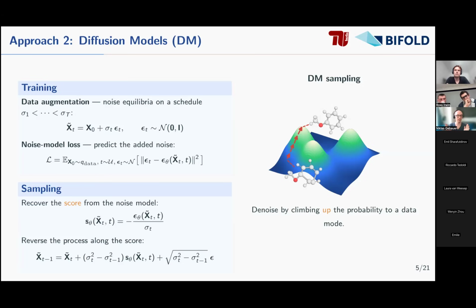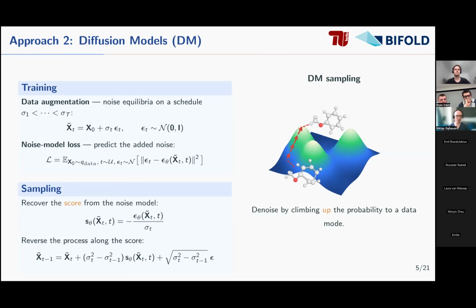So we have different noise levels, and we add noise of different intensities to our data point to get augmented data. Sigma 1 is very small, so the positions are only slightly perturbed. You can still easily recognize the molecule. But as the time step, the t, increases, we increase the noise level, and then the system looks completely chaotic. And in the end, you cannot really identify the molecule it was coming from.